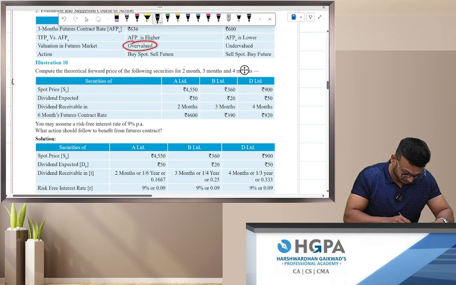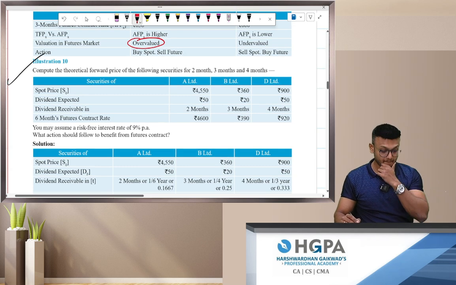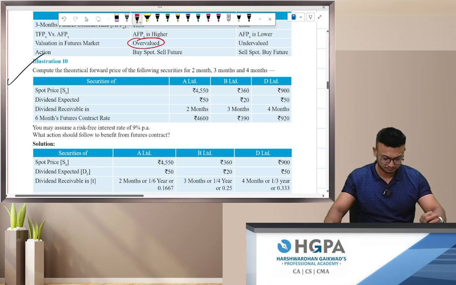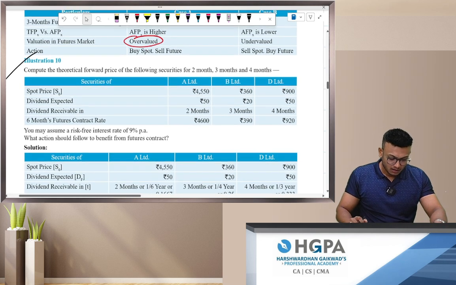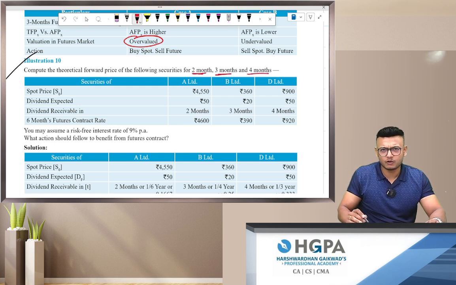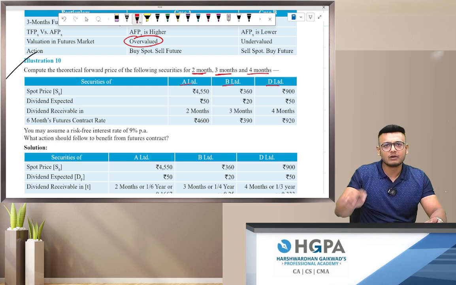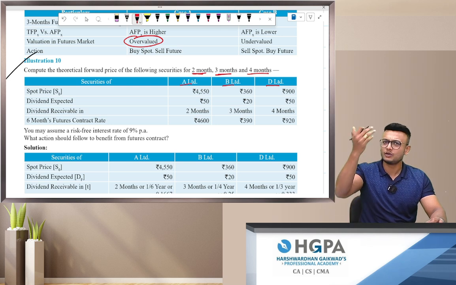Question number 10 on your screen. So can we do it, everybody? Compute the theoretical forward price of the following securities for 2 months, 3 months, and 4 months. A limited, B limited, D limited. We'll do it for one company. The next two, you take it for homework.